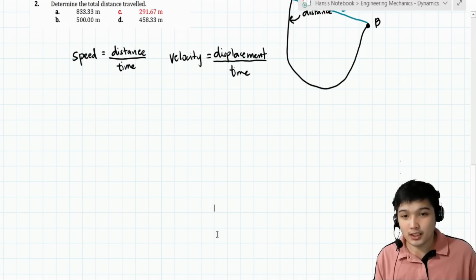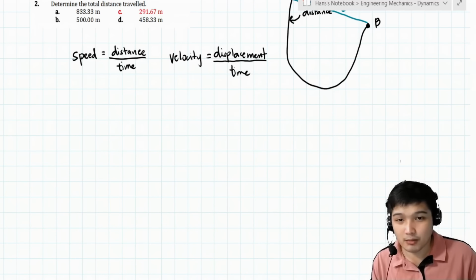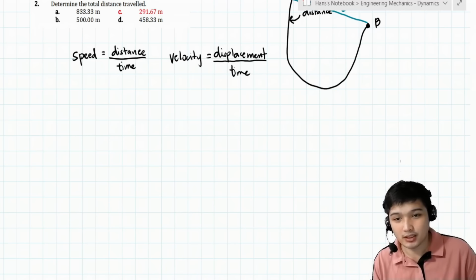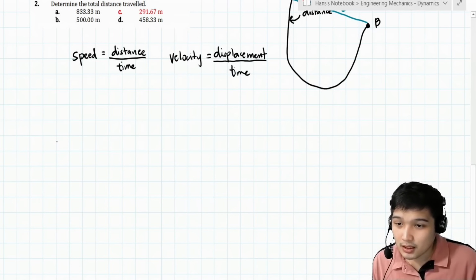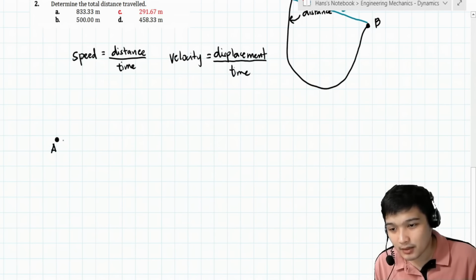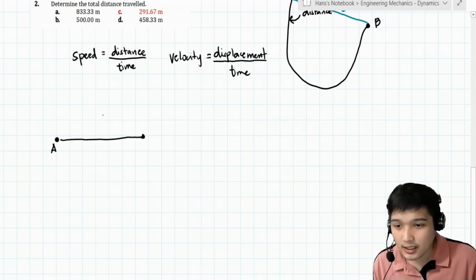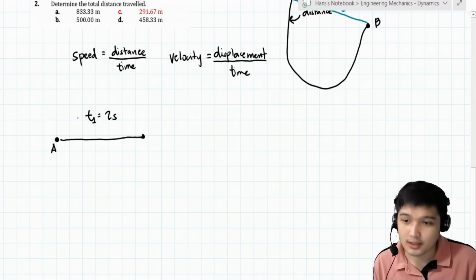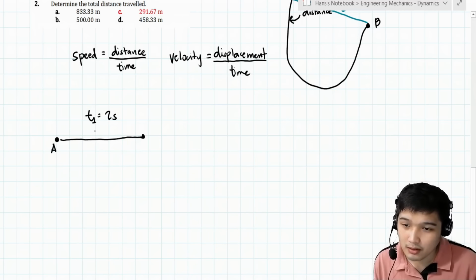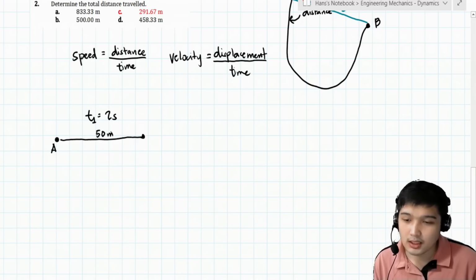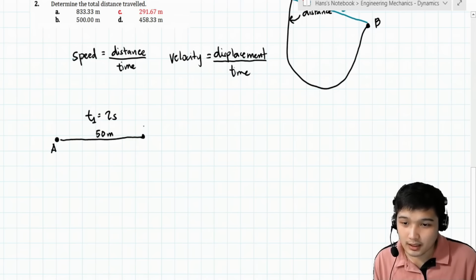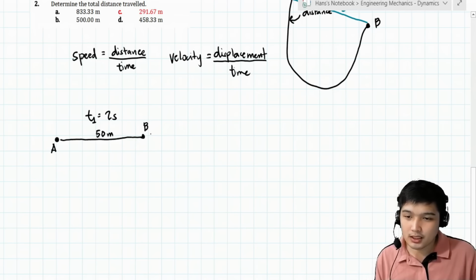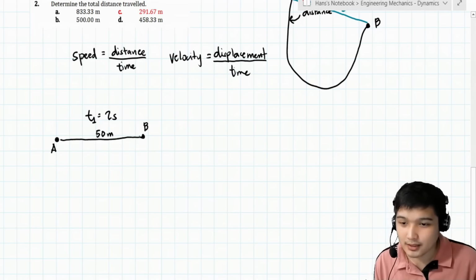Pero sabi ko nga, we are actually dealing with straight motion lang naman. So there will be cases na magkaparehas lang yung distance saka displacement, pero meron pa ring time na magkaiba sila. So bigyan lang tayo ng certain example. Let's say for example, ito yung initial point A. And then for a certain time t na nag-travel siya, lagay tayo ng time. Let's say time t1 is equal to 2 seconds. So after 2 seconds, let's say nakapag-travel siya ng 50 meters. Okay, so lagay natin, ito na yung point B.